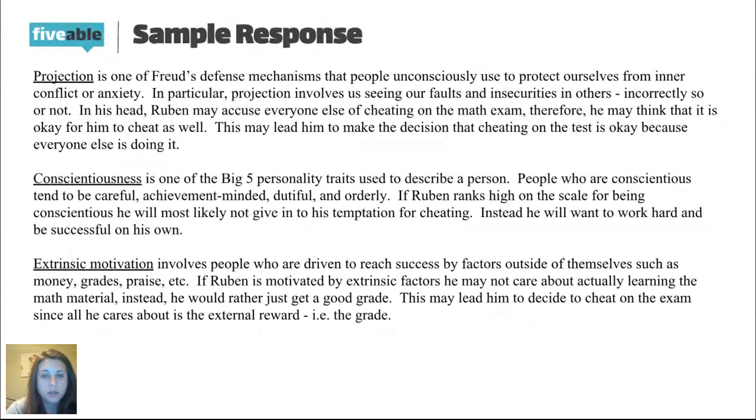If Reuben ranks high on a scale for being conscientious, he will most likely not give in to his temptation for cheating. Instead, he will want to work hard and be successful on his own. And so I'm talking here about how he's achievement-minded, he wants to be successful. Therefore, someone who's high on the conscientious scale wouldn't want to cheat because they want to experience that achievement on their own.